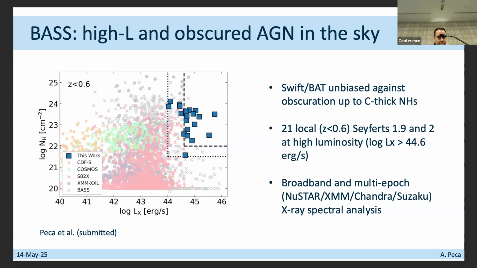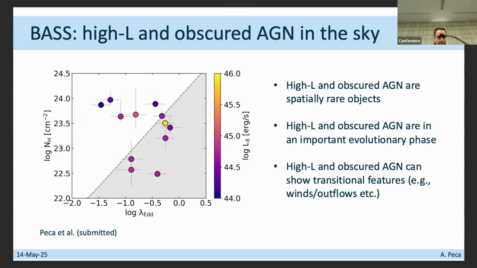We selected 21 Seyfert 1.9 and Seyfert 2 sources at high X-ray luminosities, for which we have very high signal to noise ratio, and we were able to make a spectral analysis on a very broad band. So we have soft coverage from XMM, Chandra, and Suzaku, plus for all the objects we have NuSTAR, so we can extend the analysis to higher energies. And now I'm just showing you a couple of results. I think this is interesting.